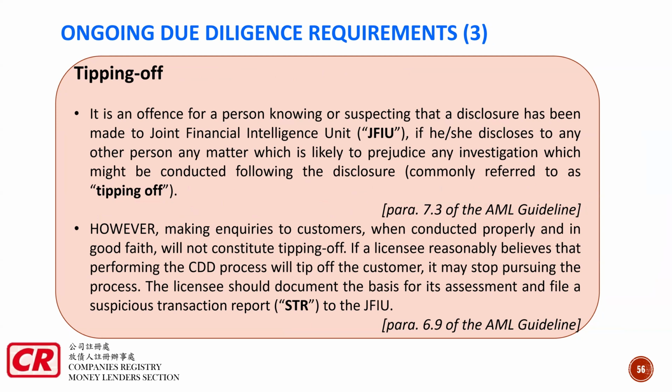Let's take a look at the offense of tipping off. It is an offense for a person knowing or suspecting that a disclosure has been made to the JFIU if he or she discloses to any other person any matter which is likely to prejudice any investigation which might be conducted following the disclosure. We'll call this tipping off.